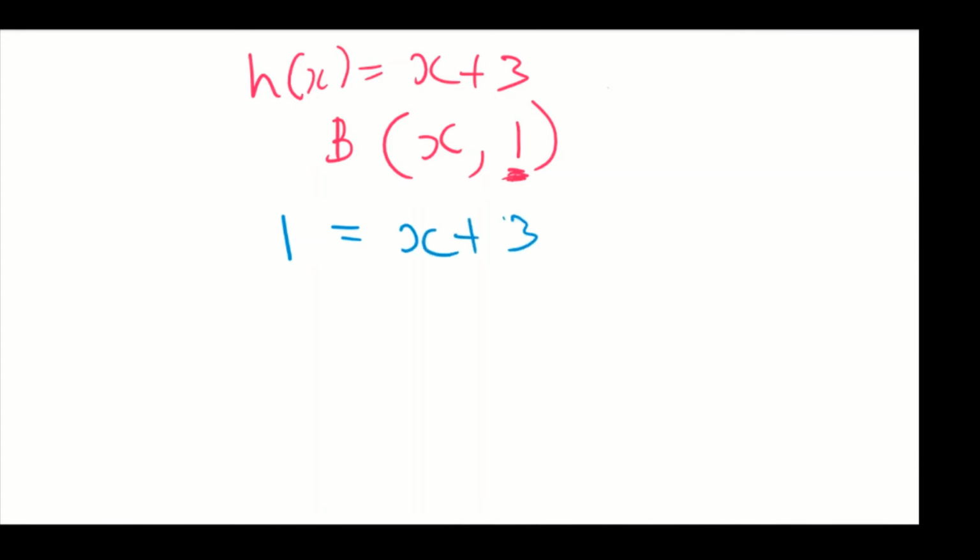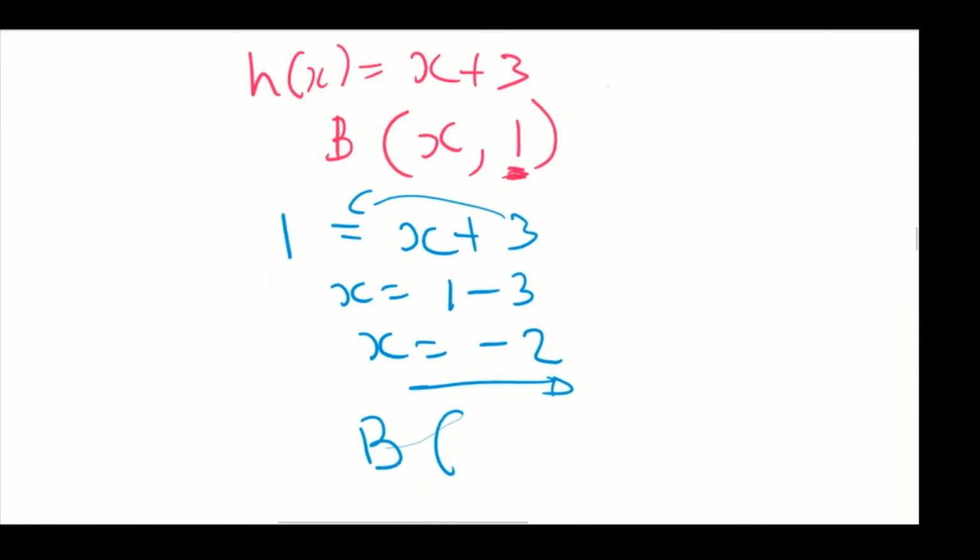So having our h of x being equal to x plus 3 and our b being equal to x and 1, we want to find the x value of b. So we're going to substitute this y value in our h of x. We put 1 instead of h, equal to x plus 3. Transpose the 3 to the other side. We have x equals 1 minus 3, and then x equals minus 2. So this is the x value of our b. If you write b, it's going to be minus 2 and 1.